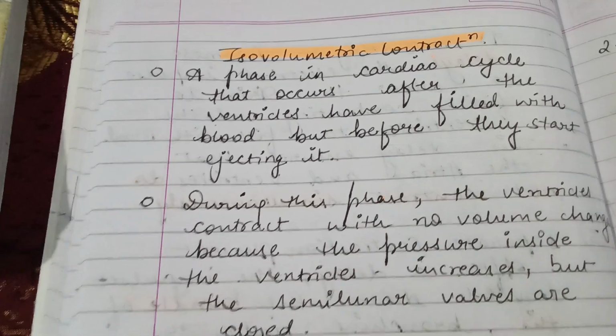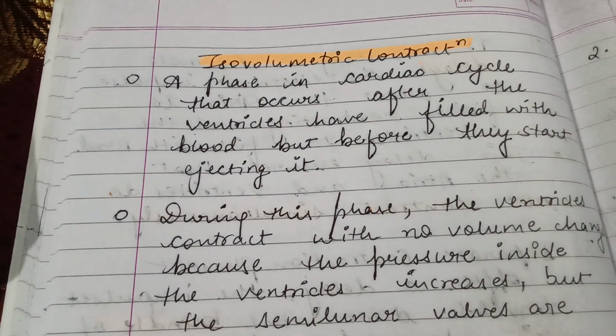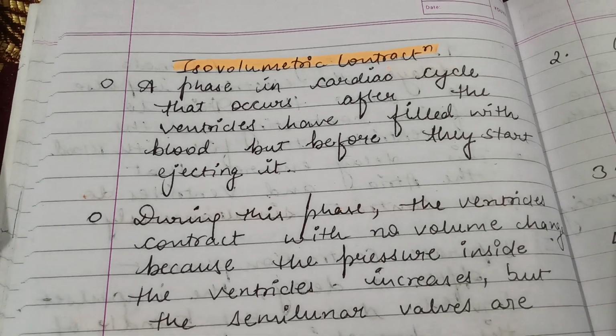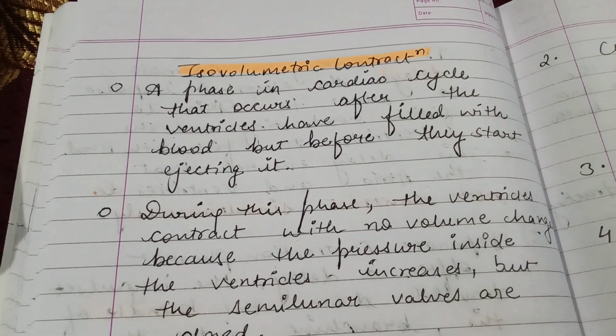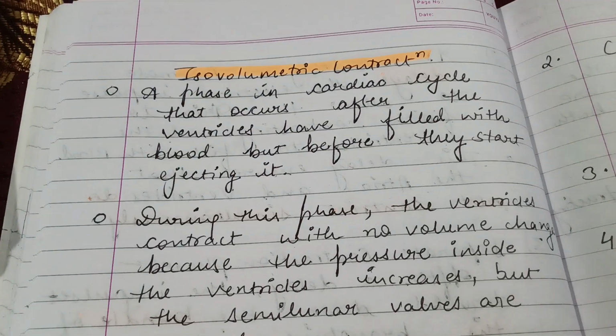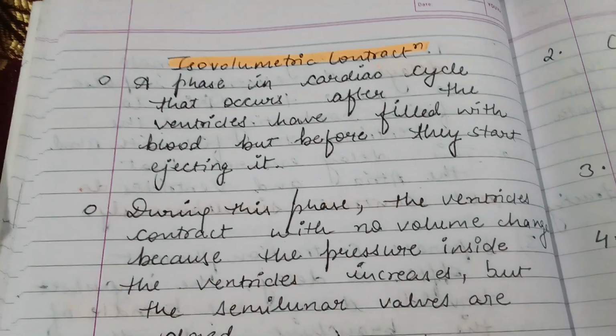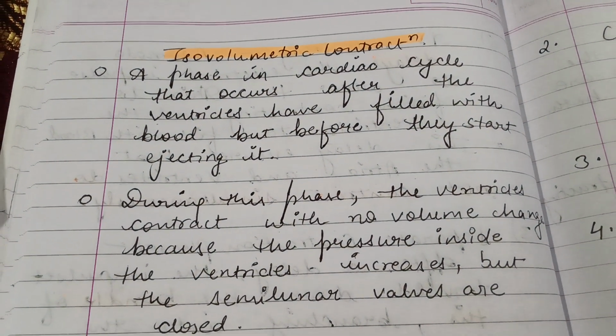Now I want to tell you what is isovolumetric contraction. It is the phase of the cardiac cycle which occurs after ventricles have filled with blood and before they start ejecting it. It means they start systoling. So when they start systoling, obviously they are not diastoling. In this phase the ventricles contract.